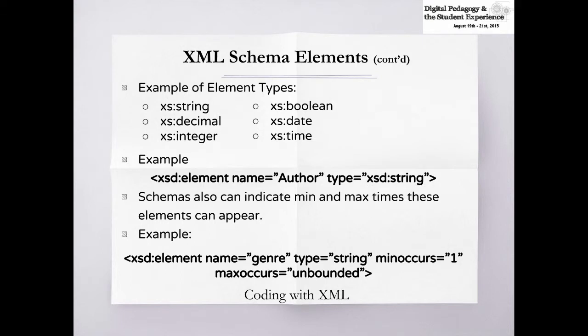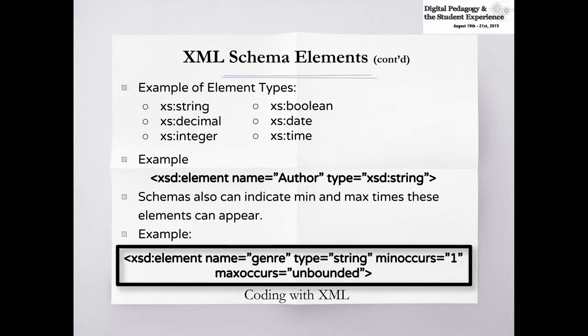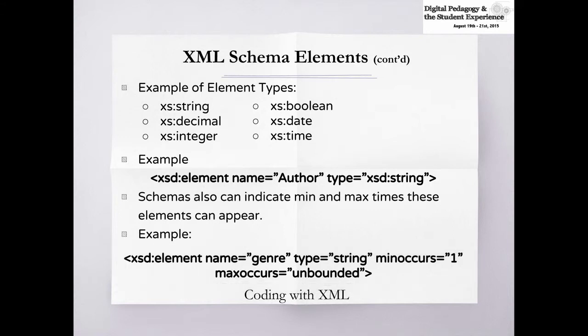And schemas also allow you to indicate the min and max times these elements can appear. By default, the min and max values are set to 1, and these specific attributes are optional. So for example, if I want to create a genre element, I would declare it like this. What that means is that we want at least one genre, but as our maximum, we have an unlimited number of genre tags that we could add.